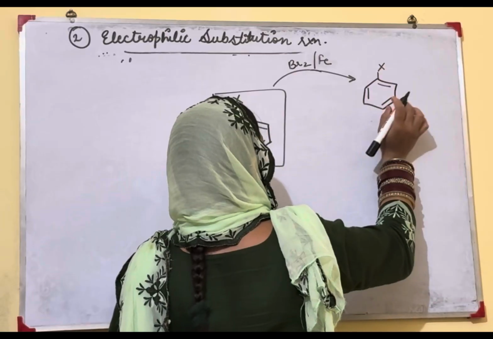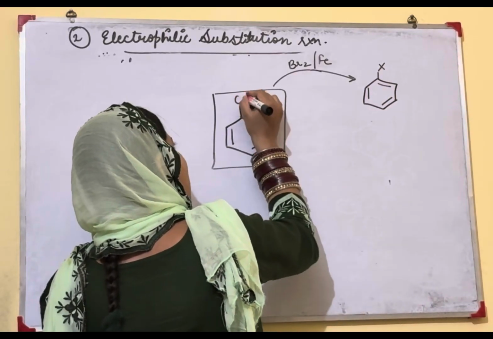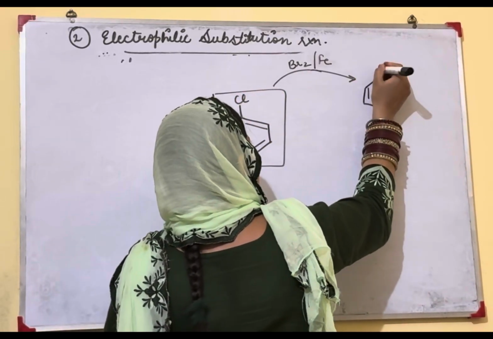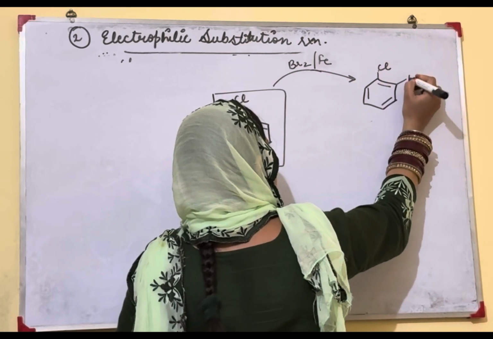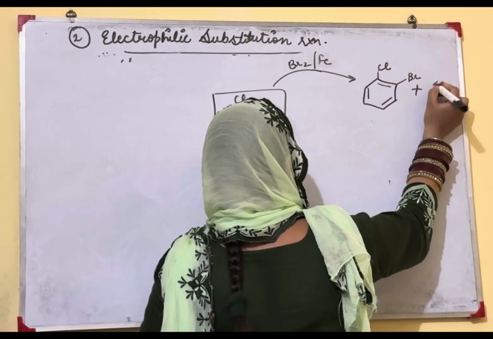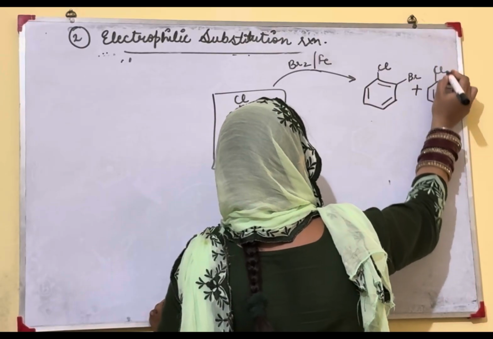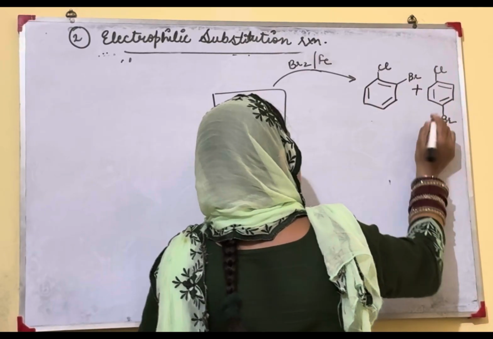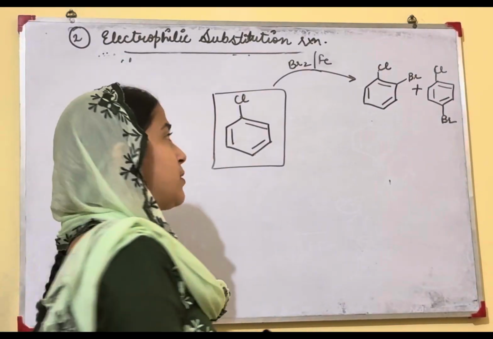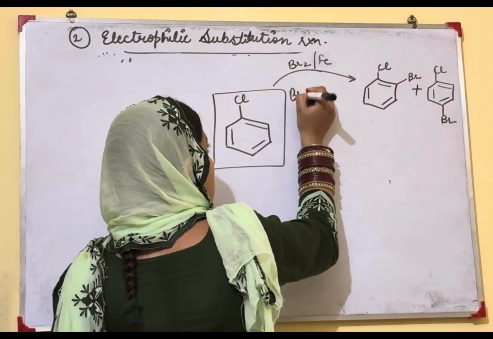This X will remain as such. Instead of X, we can take chlorine. And this bromine will be attached at the ortho position, as well as at the para position. Para product is the major product. This reaction is bromination.